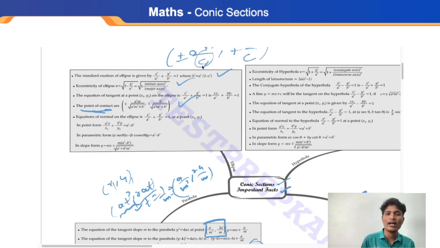What is c here? C is a constant in the y is equal to mx plus or minus root of a square m square plus b square. This c is the same as this c, so this entire thing is a c value. This under root value here.